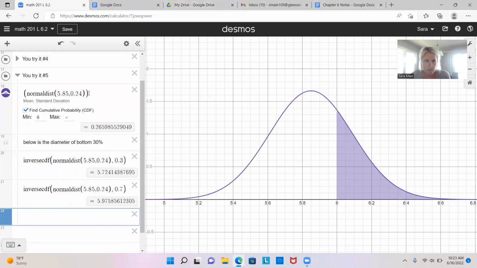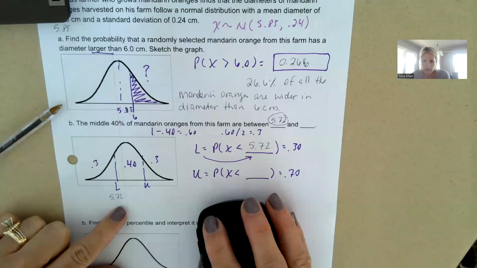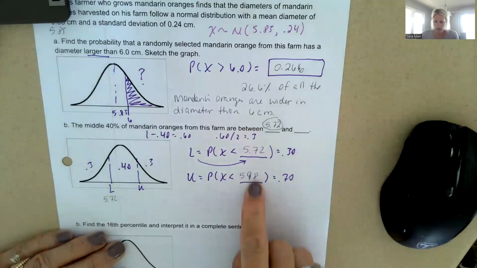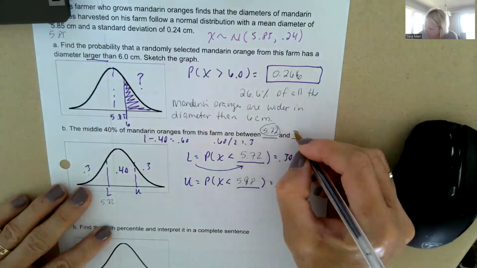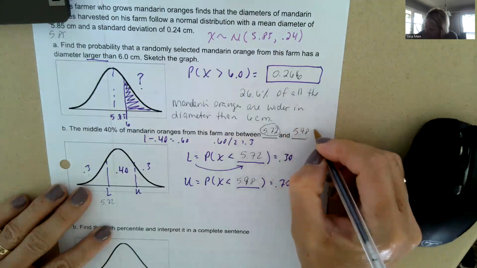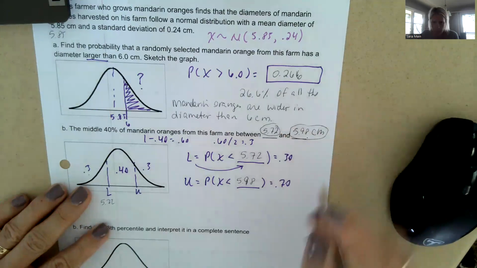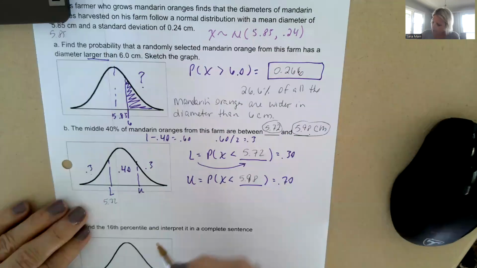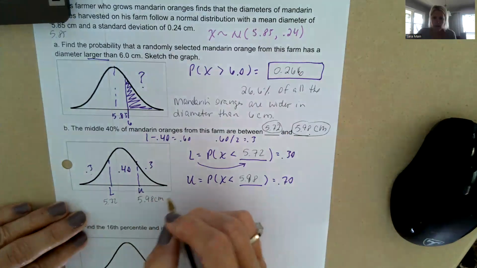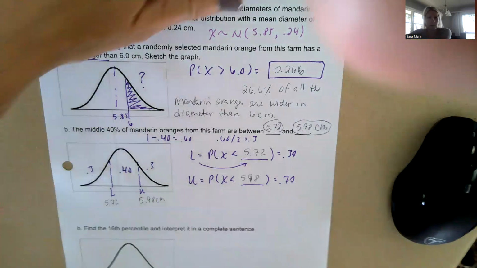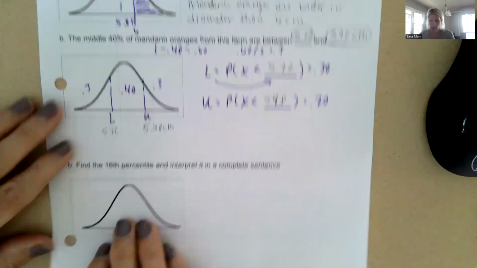Okay, so let's go to our last question here. So the middle 40% is between 5.72 and 5.98 centimeters wide. Okay. The last question of the lesson.